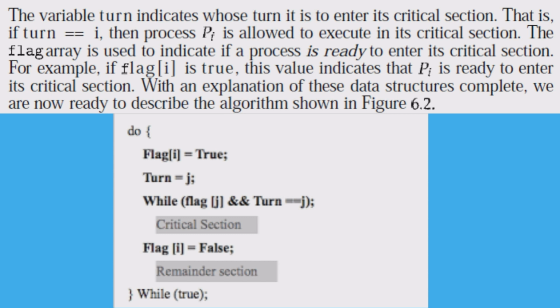The flag array is used to indicate if a process is ready to enter its critical section. For example, if flag[i] is true, this value indicates that Pi is ready to enter its critical section. With an explanation of this data structure complete, we are now ready to describe the algorithm.